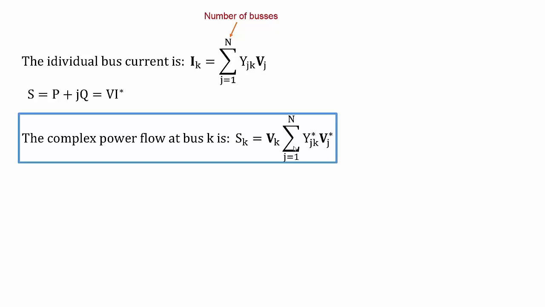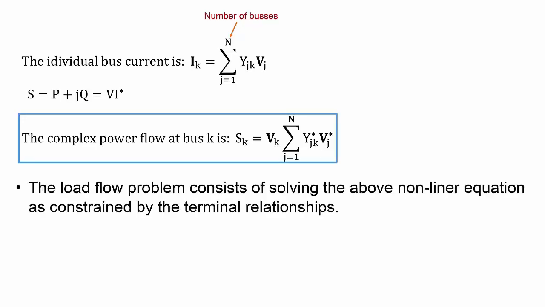The total power, this is the complex power flowing out of the bus. If we know the total power flowing into the bus, we can make S flowing in equal to S flowing out and solve the equation. In general, we have 4 unknowns and we need to know 2 of them. So the problem consists of solving nonlinear equations constrained by terminal relationships.